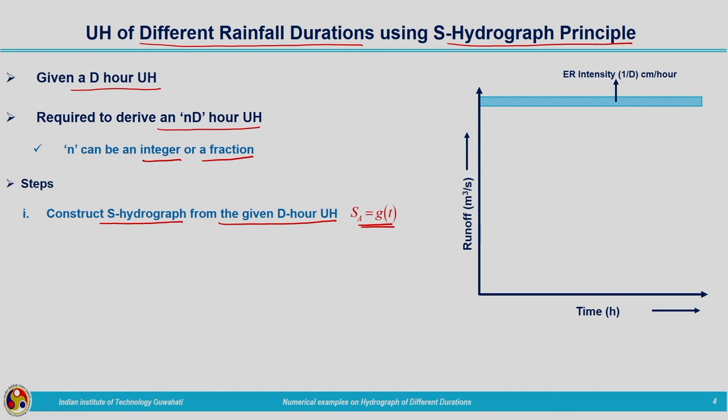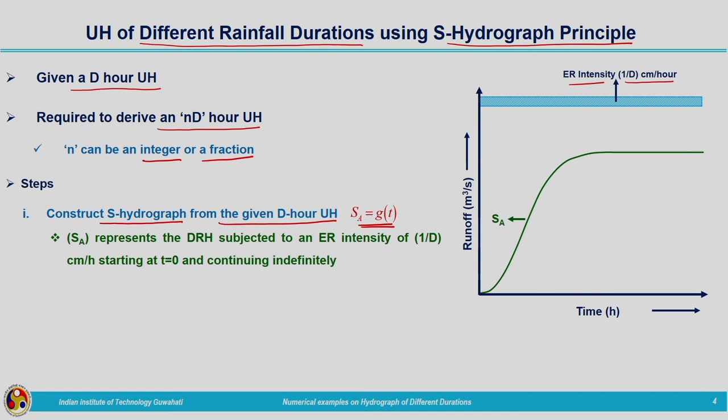So, the S-Hydrograph is produced from a storm having an intensity of 1 by d centimeters per hour, which is acting on the catchment indefinitely. That is what is marked over here, effective rainfall intensity 1 by d centimeters per hour. It will be producing an S-hydrograph or S-curve, which is represented by S_A. S_A represents the direct runoff hydrograph subjected to an effective rainfall intensity of 1 by d centimeters per hour, starting at time t equal to 0 and continuing indefinitely.